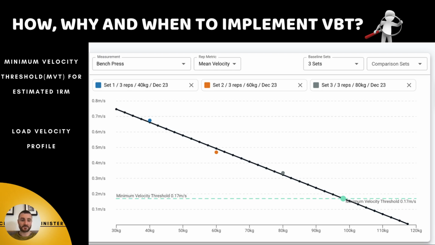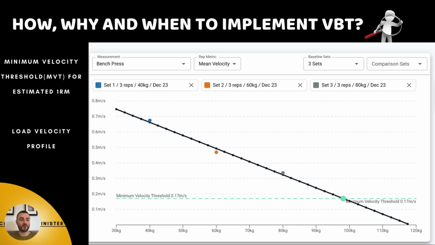And the athlete produced three different sets. Each one was of 3 reps. So here the athlete produced, we chose a fairly light load to begin with, and that is the blue dot, and that moved at approximately 0.7 meters per second. The second set was at 60 kilograms, and that moved at approximately 0.5 meters per second. So it's getting a bit slower as the weight's getting higher. And then the last one was 80 kilograms, and this moved at just above 0.3 meters per second. So as you can see, they've gone down in a linear fashion.